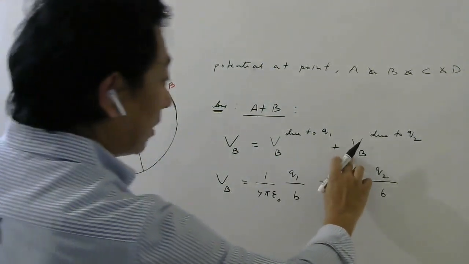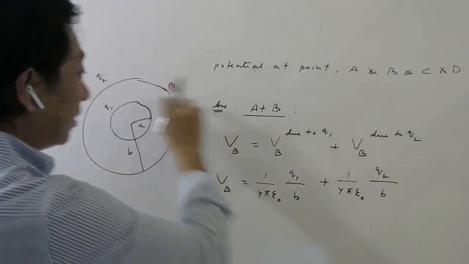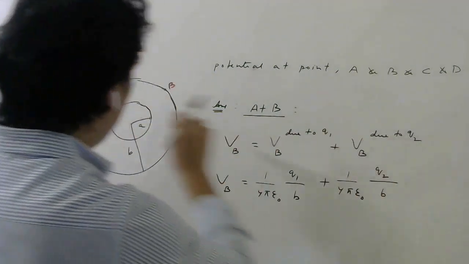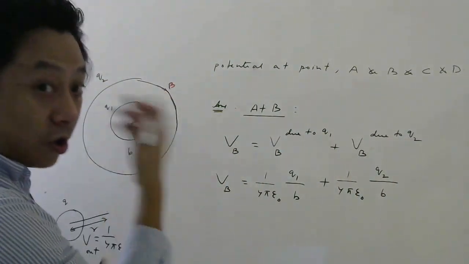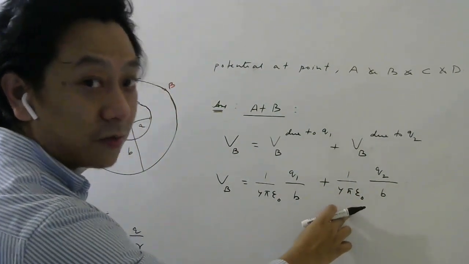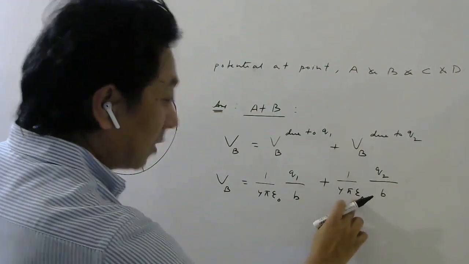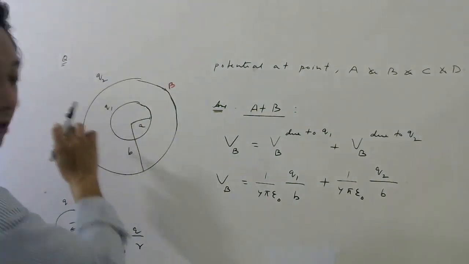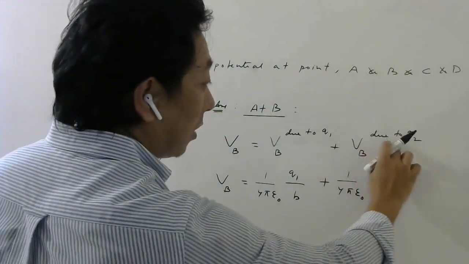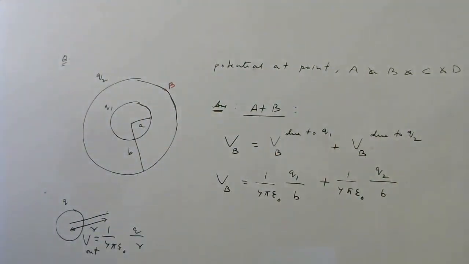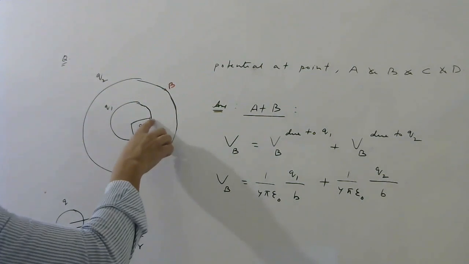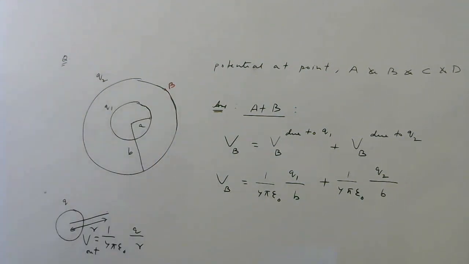Then potential I have to find at this point due to which charge? Q2. Now for Q2, for this charge, where is this point? On the surface. Then directly use the formula for potential on the surface, which is how much? 1 by 4 pi epsilon naught charge divided by radius of the shell due to which you want the potential. Is it clear? So this is how you can find potential at this point and this point. Okay.